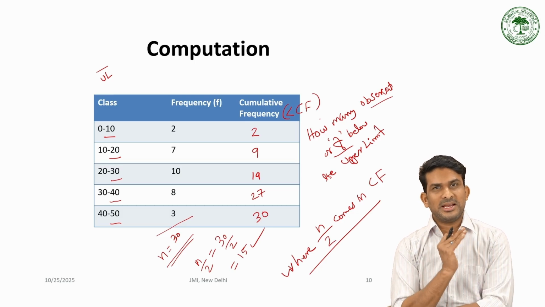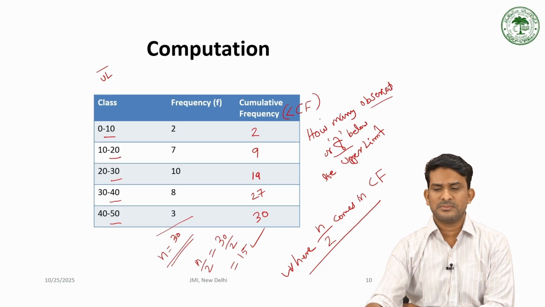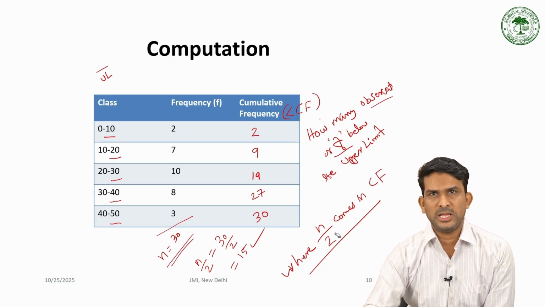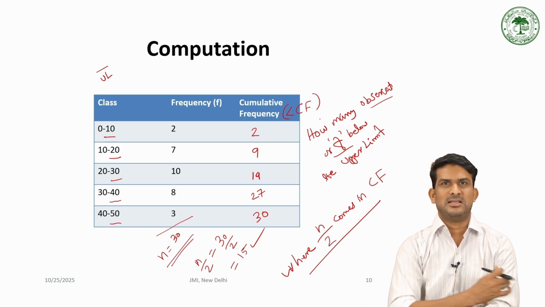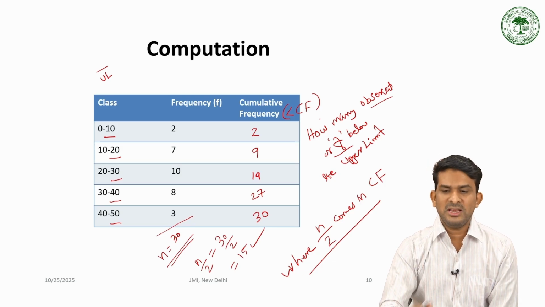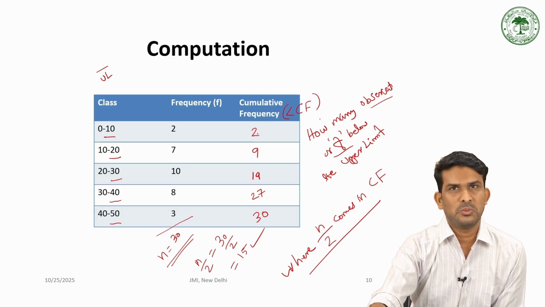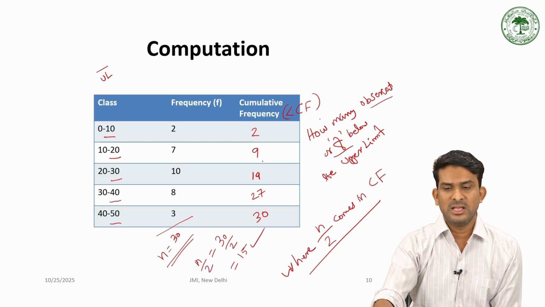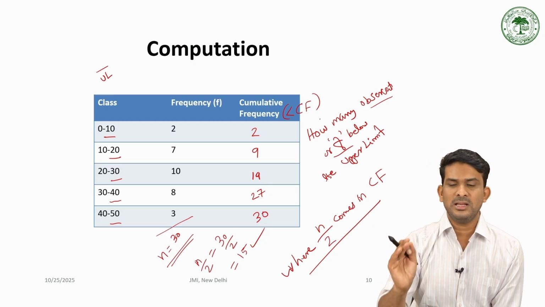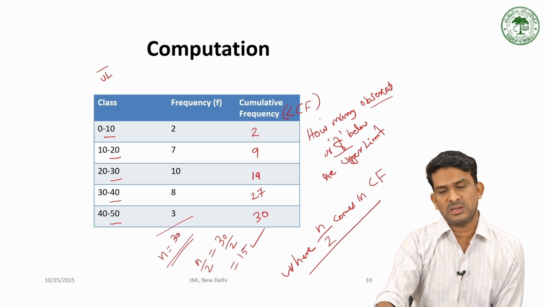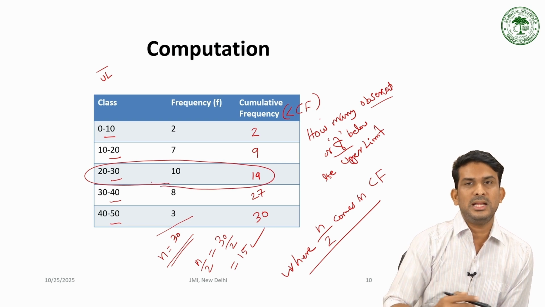So my concern is identification of median class. How do I do it? Very clear. Apply mind. What is the condition? Where n by 2 comes in cumulative frequency, the same class is known as median class. What is n by 2? 15. Where does 15 come for the first time? 2. It is 2 only. 9. It is 9 only, no 15. 19. Yes, 15 comes in that class. The value 15 comes in the class where we have cumulative frequency 19. So, this class is known as median class.